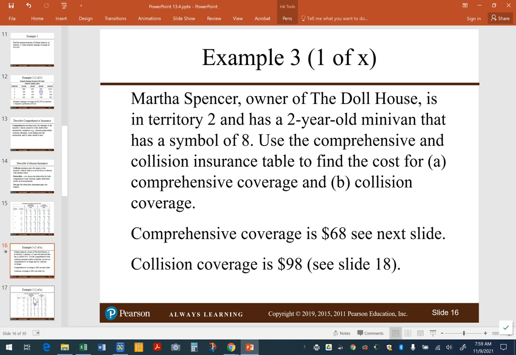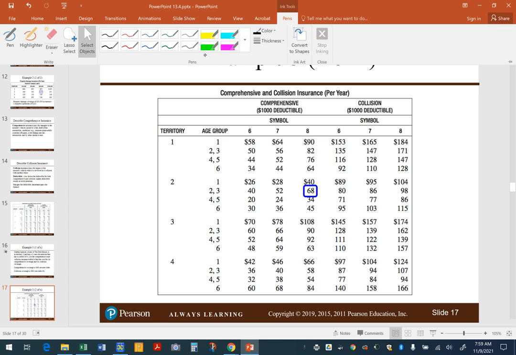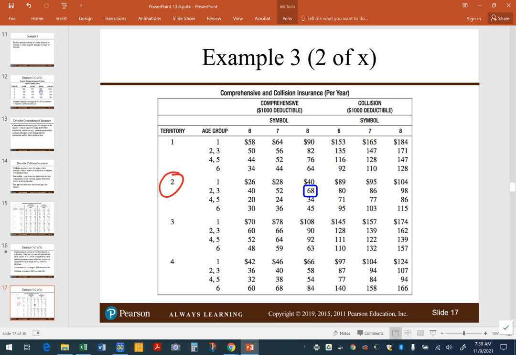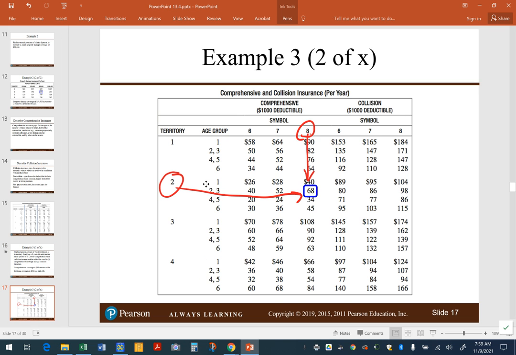So here's an example. Martha, again, she lives in Territory 2. She has a 2-year-old minivan, and the minivan is a symbol 8. Use the comprehensive and collision insurance table to calculate the costs for her coverage. So her comprehensive coverage, she lives in Territory 2, symbol 8 vehicle, and it's a 2-year-old vehicle? I forget already. Yeah, a 2-year-old minivan, so it's 2 years old.